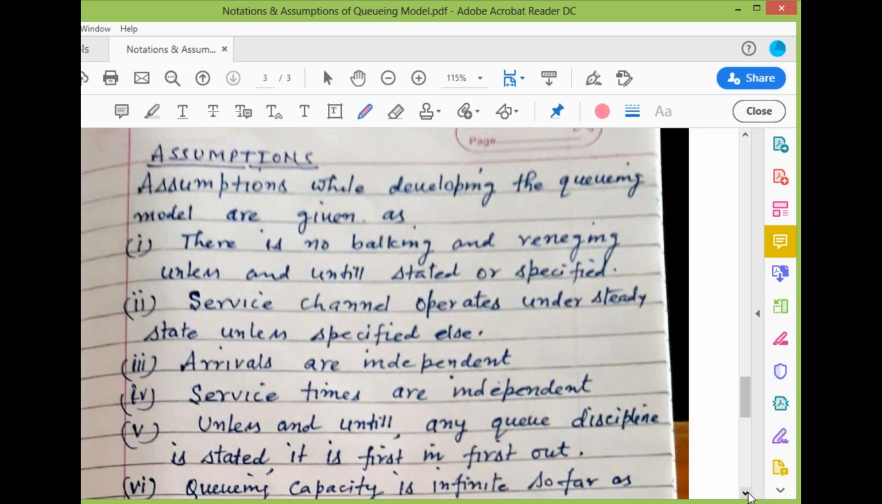The first one is that there should not be any balking and reneging. If you are discussing any model, unless and until it is mentioned that we are going to study the behavior of reneging or the behavior of balking, we cannot accommodate this in the model. The model is supposed to be very simple and it is not allowed. So this is the first assumption.